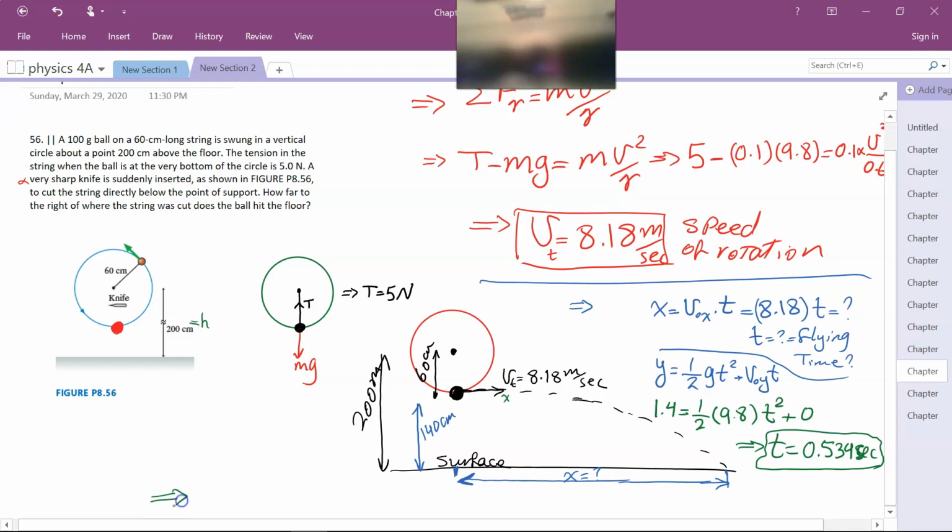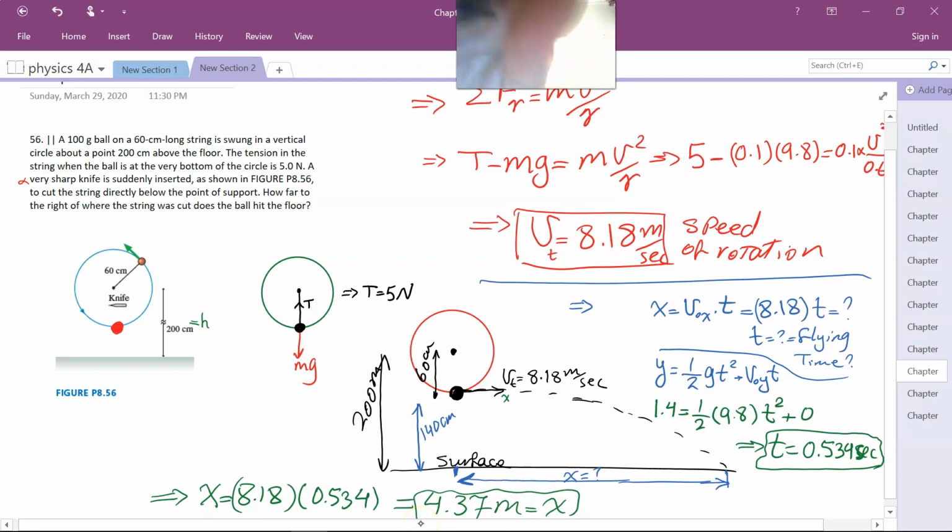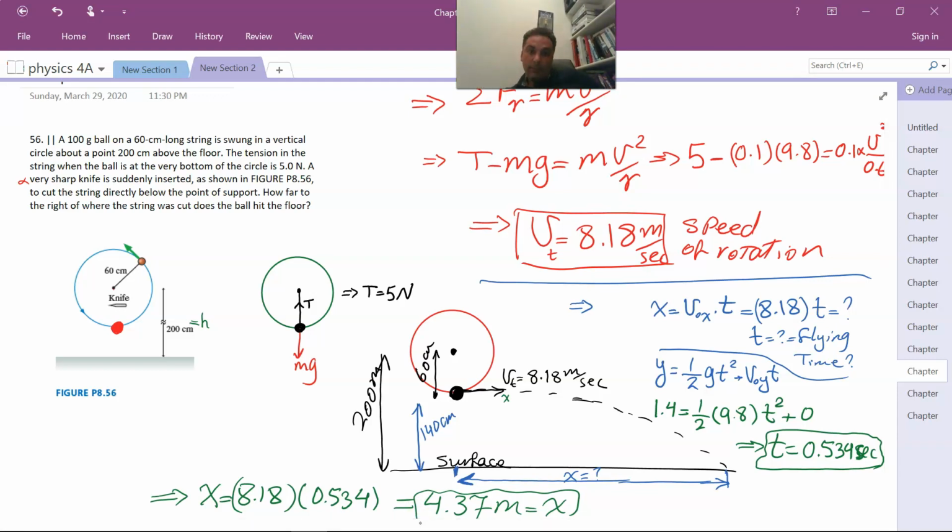We can find what? X is 8.18 times 0.534. That number times 8.18. The answer is 4.37 meters. So this is our X. Did you get this? It is an important problem. It is a very good problem.